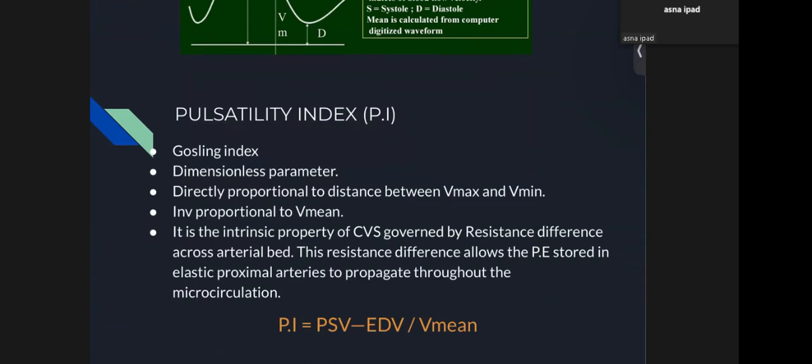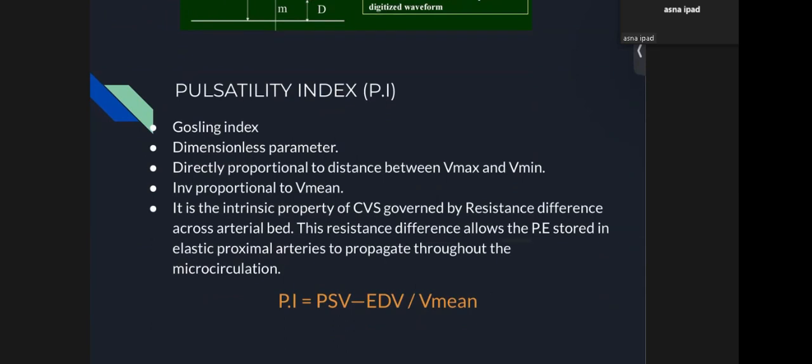Now our important things that we calculate. The PI, or the pulsatility index. It is also known as Gosling's index. It is a dimensionless parameter. It's a ratio. It is directly proportional to the difference between V max and V minimum, which in other words is peak systolic velocity and end diastolic velocity. It is inversely proportional to the mean velocity.